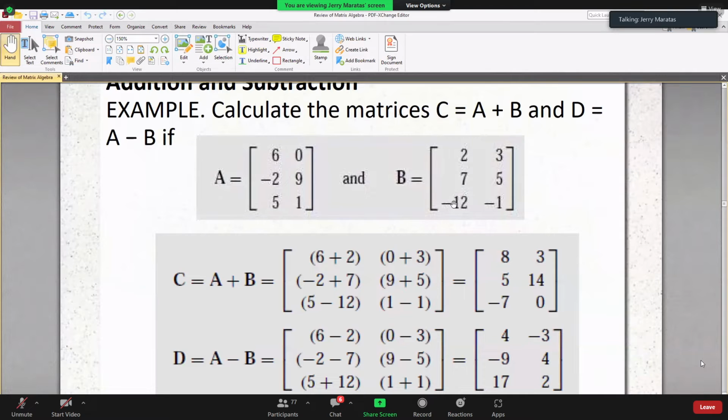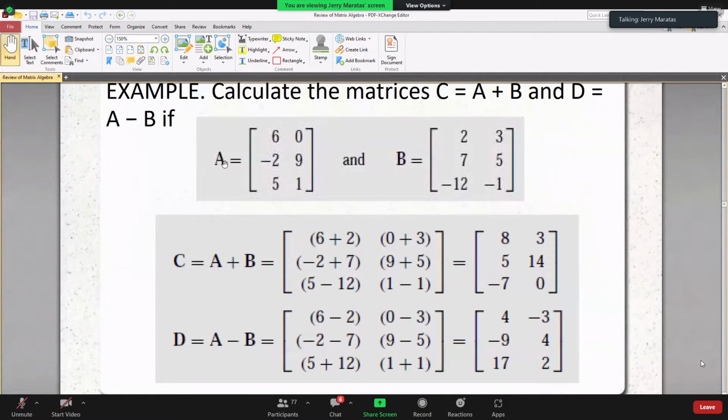You perform the same to the other elements. Okay, so negative 2 plus 7, that should be 5. 9 plus 5, that should be 14. 5 plus negative 12, that's negative 7. 1 plus negative 1, that's 0. So this is now the sum of the two matrices. It's pretty simple, okay.